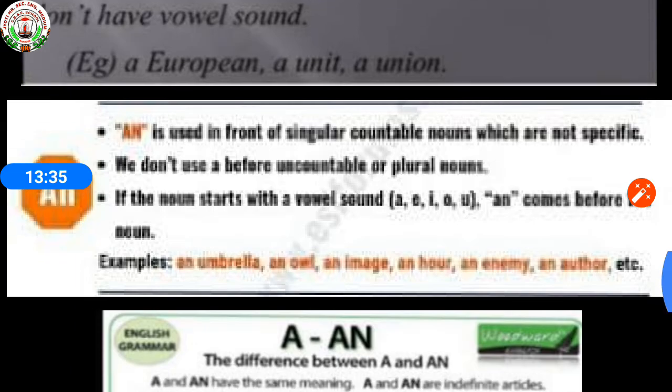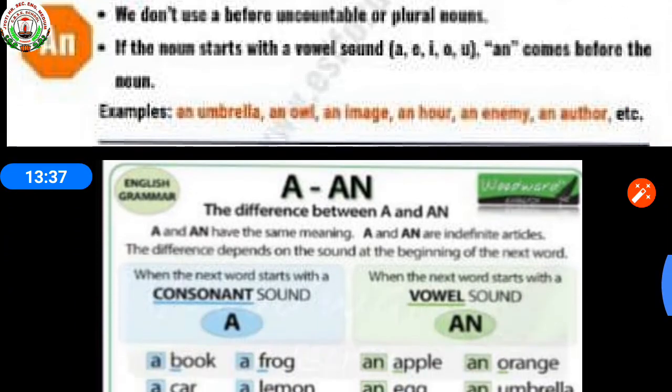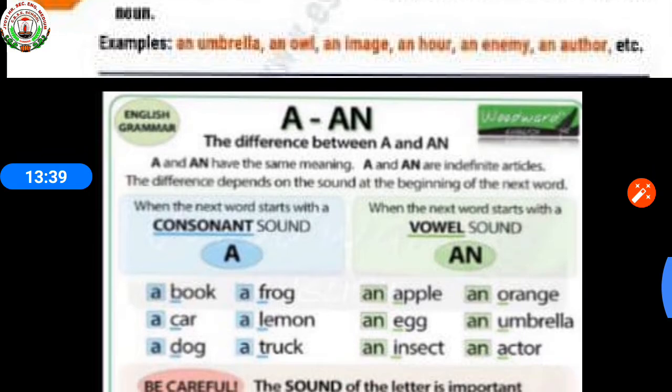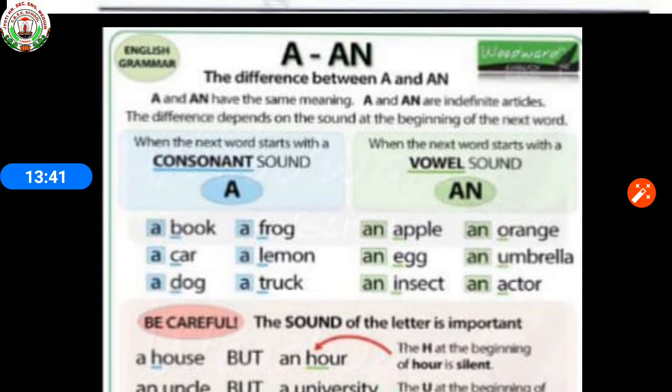Now we see the difference between a and an. A and an have the same meaning. A and an are indefinite articles. The difference depends on the sound at the beginning of the next word.